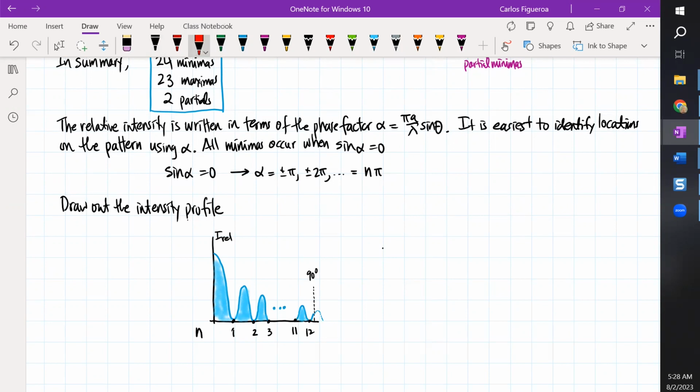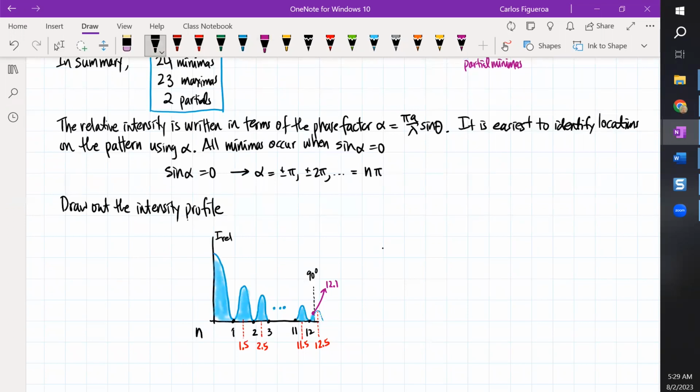Now, if I look at my approximate locations for my maximas, they're going to be every odd. And so when I get to here, this will then be 11.5, and this peak here will be 12.5, which is not there. So what I'm seeing here is that this little tiny spot right here, this value right here is 12.1.